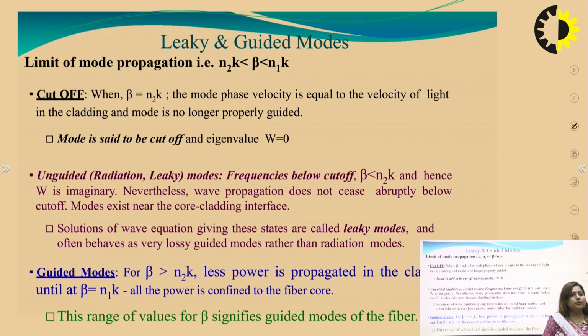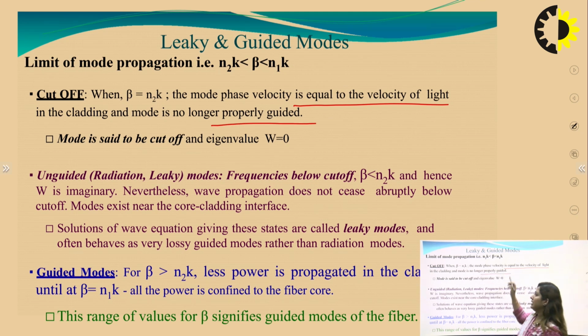So, the propagation constant must be greater than Kn2 and less than Kn1. When beta is equal to Kn2, the mode phase velocity is equal to the velocity of light in the cladding and is no longer properly guided. So, the mode is said to be a cutoff mode in this case.